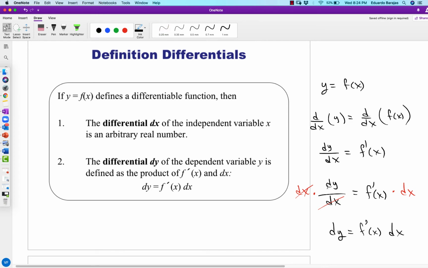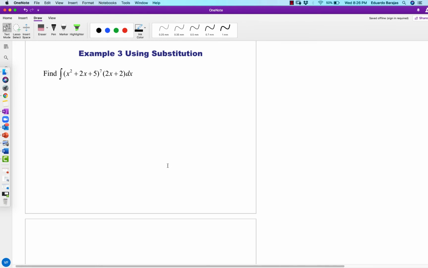How is all of this useful? Let's just jump into an example. Let's say we're asked to integrate this function: x squared plus 2x plus 5, raised to the power of 7, times 2x plus 2, dx. You can probably already recognize that if we think of this function as an f of x, then this is its derivative. So the derivative of this is this.